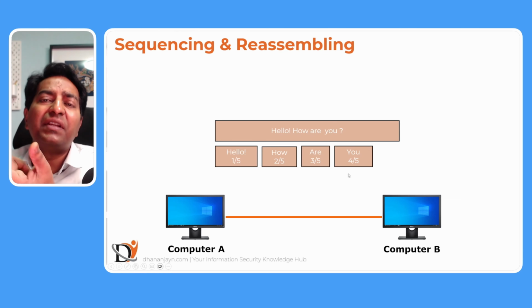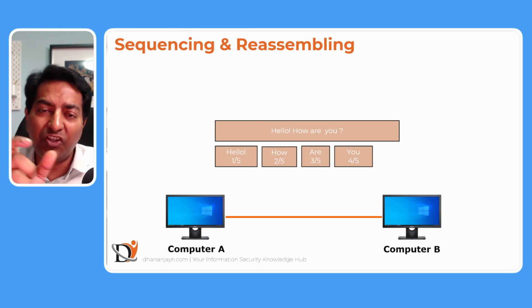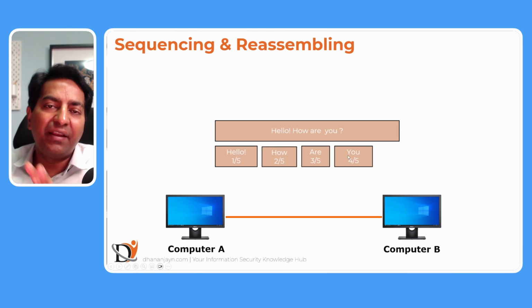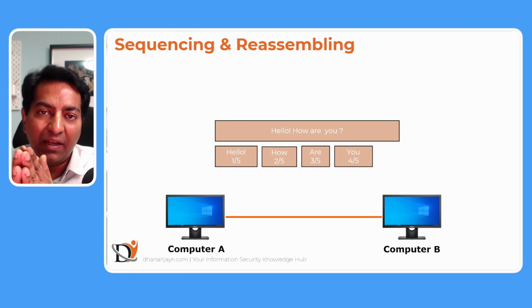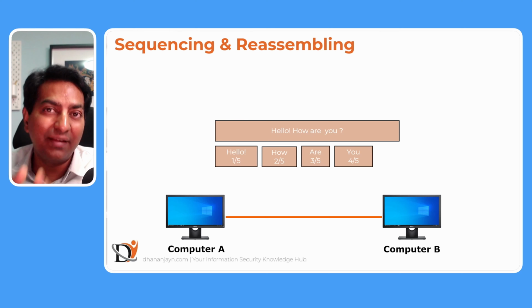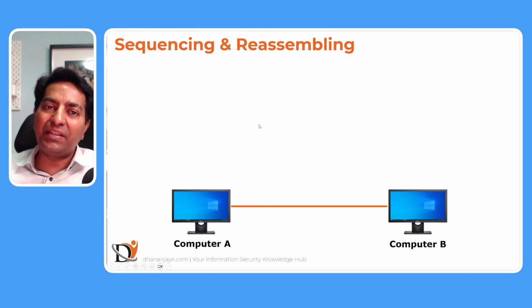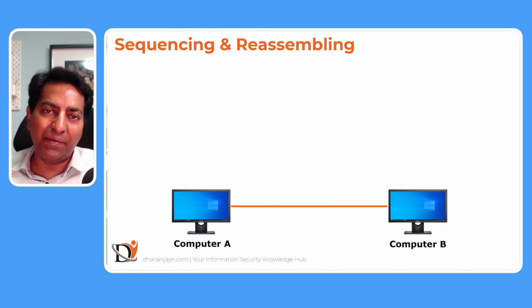Some sequence number is attached to each segment. It's not in this format. I have just tried creating a slide which would help you understand, right? And we are going to see that in the Wireshark. So now the destination receives them and processes them.